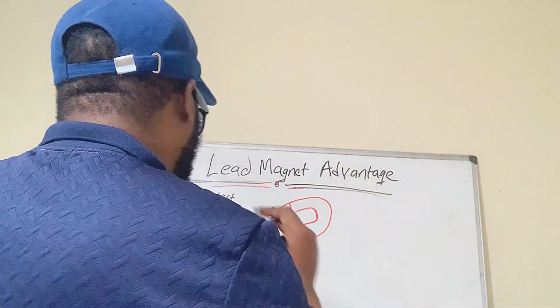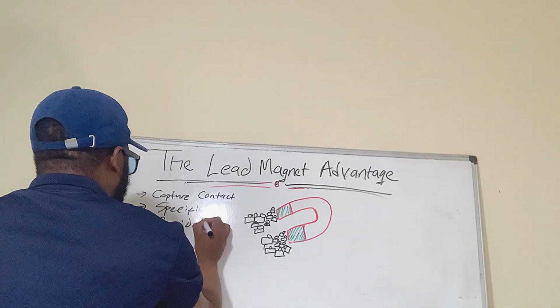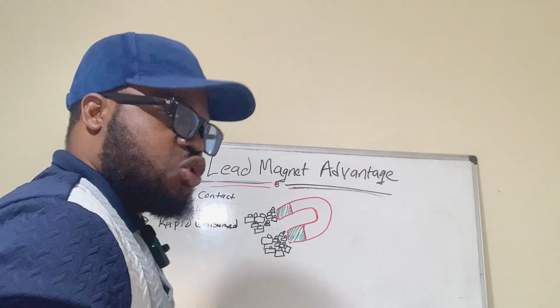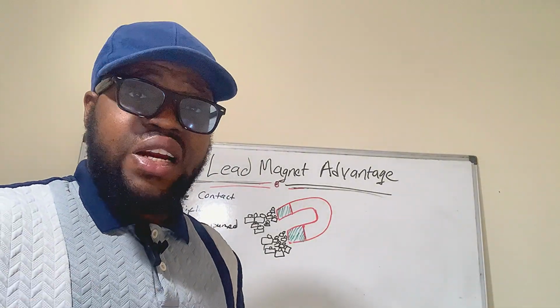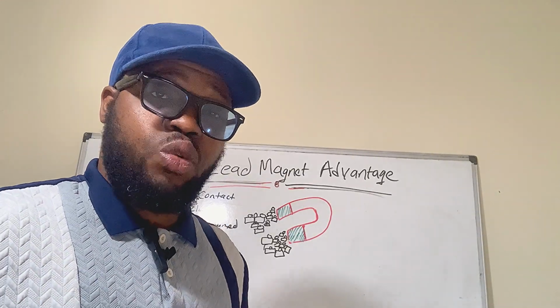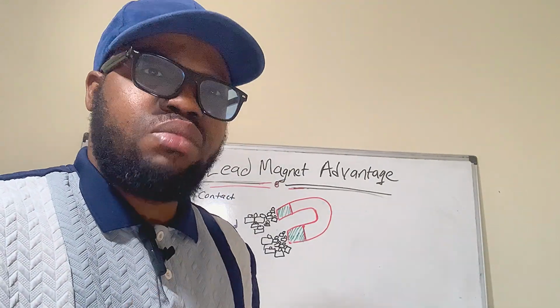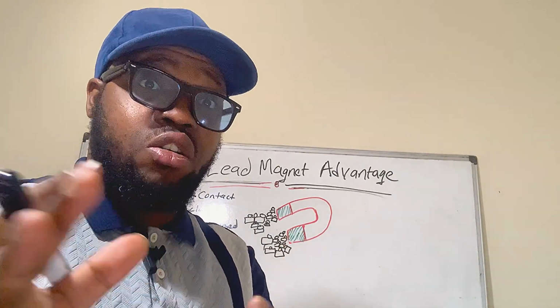Another thing is that your lead magnet has to be rapidly consumed. It has to be very short and straight to the point. You don't create a lead magnet that is too long. I see people doing this the wrong way. They create an ebook of like 100 pages as a lead magnet. That's too long. So your lead magnet has to be rapidly consumed.